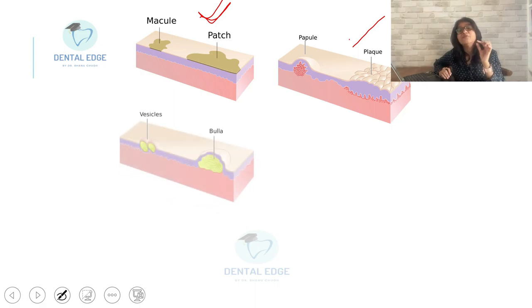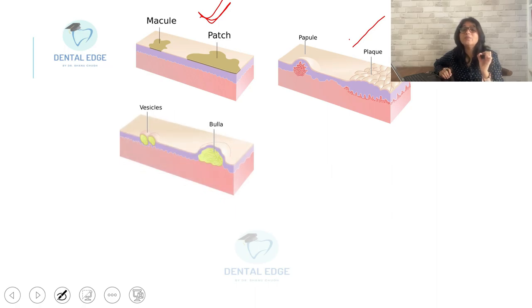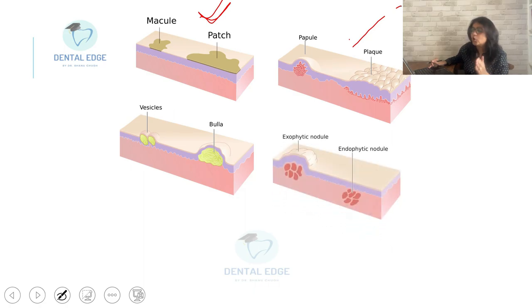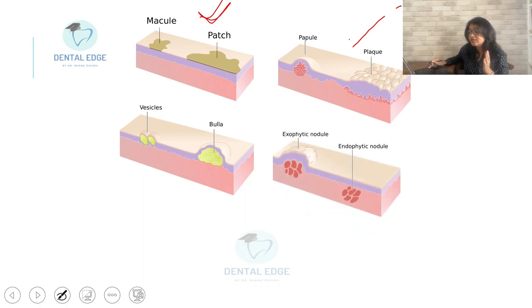Then a fluid filled lesion will be called a blister. Now a blister can be of two types. When it is smaller than 1 centimeter, it is called a vesicle. When it is larger than 1 centimeter, it is called a bulla, right? Now coming to a nodule. A nodule is a solid lesion that is greater than 1 centimeter in size. It is usually present in the dermal or the subcutaneous tissue, and it can be present at level, above, or below the level of the skin.